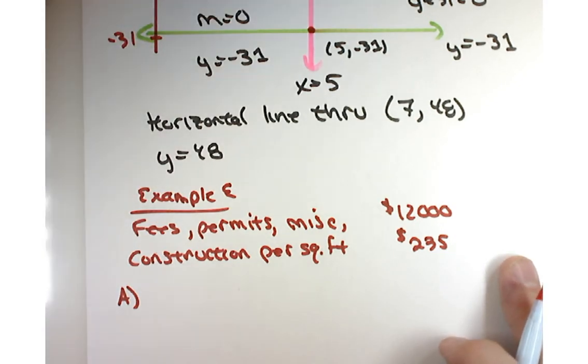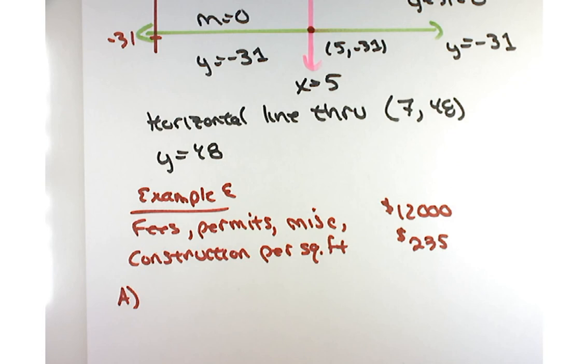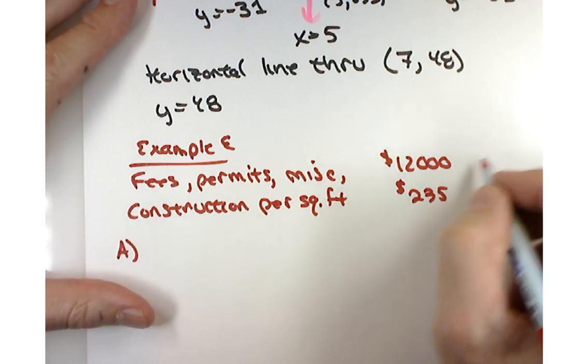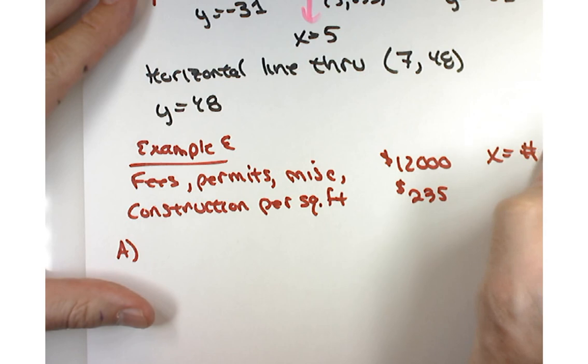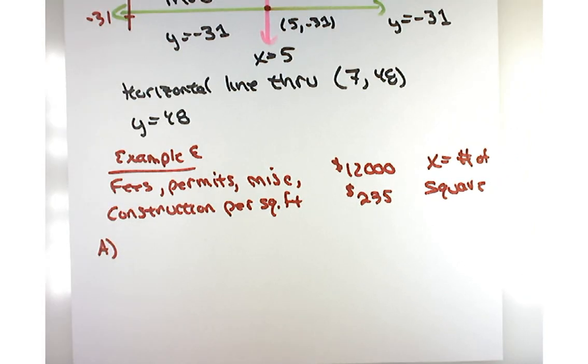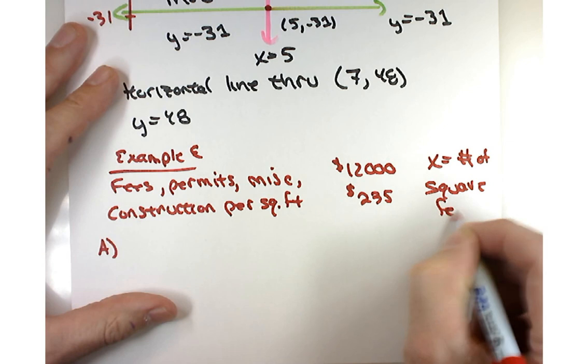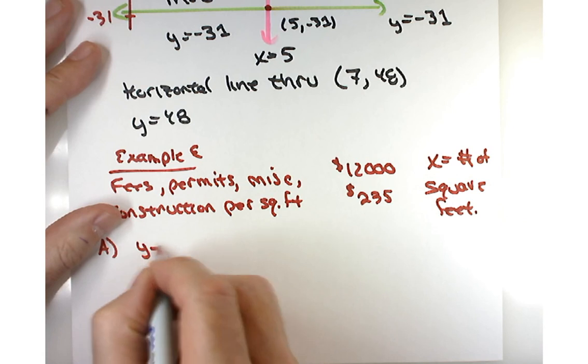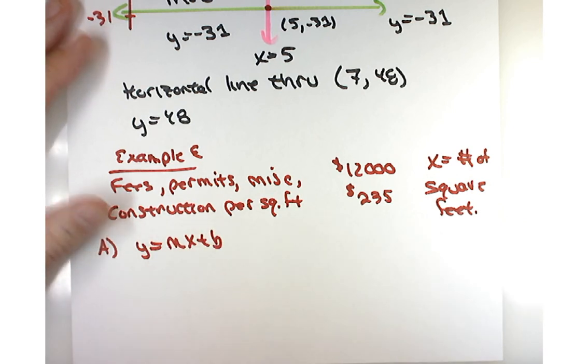So the first thing is to write an equation that represents all this. Now, let's let X be the number of square feet. So X equals the number of square feet. And I know that you think that that little thing is a hashtag. I grew up different, sorry. It also stands for number. So it's the number of square feet. And I'm going to put that in the form of y equals mx plus b.